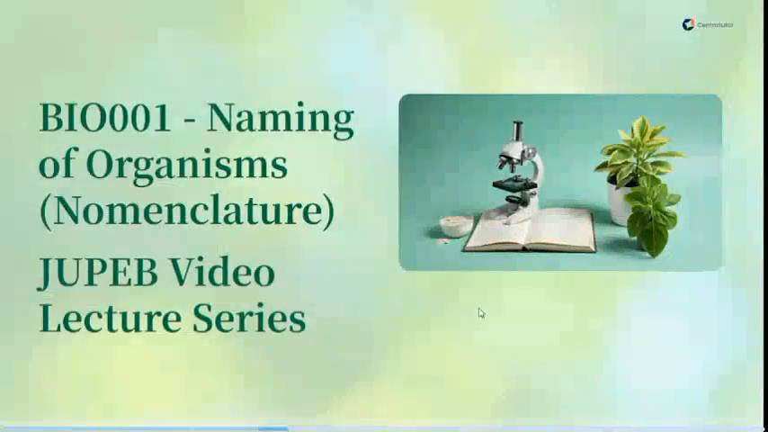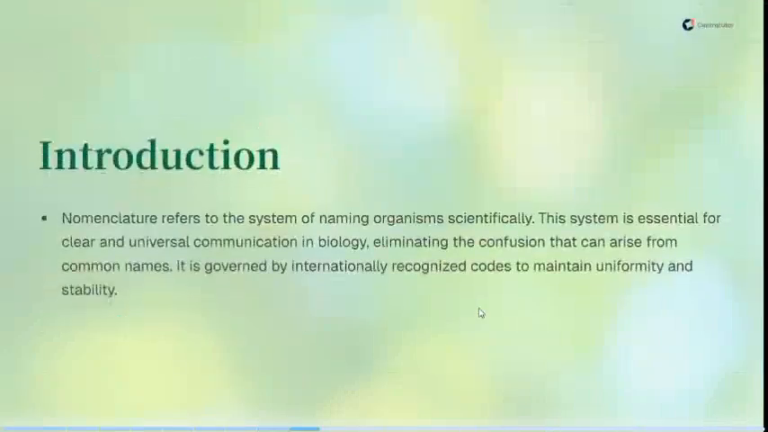In this lesson we'll be treating naming of organisms, also known as nomenclature. So first, what is nomenclature? Nomenclature refers to a system of naming organisms scientifically. So when you hear the word nomenclature, it talks about naming organisms. But sometimes it might not necessarily be linking to just organisms, it's a word that is used to talk about naming. So this system is essential for clear and universal communication in biology, and it helps to eliminate the confusion that can arise from common names. It is governed by internationally recognized codes that maintain uniformity and stability.